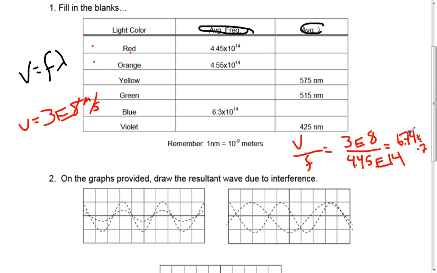Okay? Now, if you move this decimal place over twice, you would get 674 times 10 to the negative 9. And that is the same as 674 nanometers. So 674 nanometers would be the answer you can put in. Now, if you just say 6.74 E negative 7, that's fine as well.